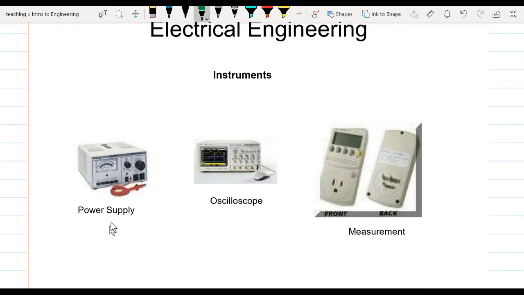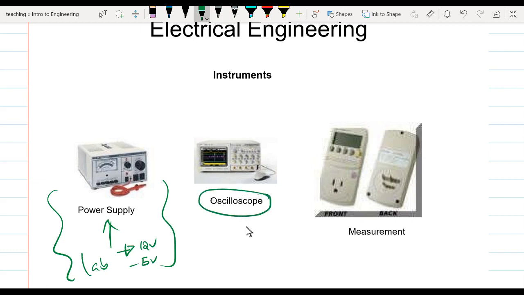Okay, and again, electrical engineers design instruments like the power supply. A power supply is a device that you find in your lab, and it generates different power values, where you might require 12 volts or 5 volts with different currents, etc. That kind of power supply is designed and manufactured by electrical engineers.